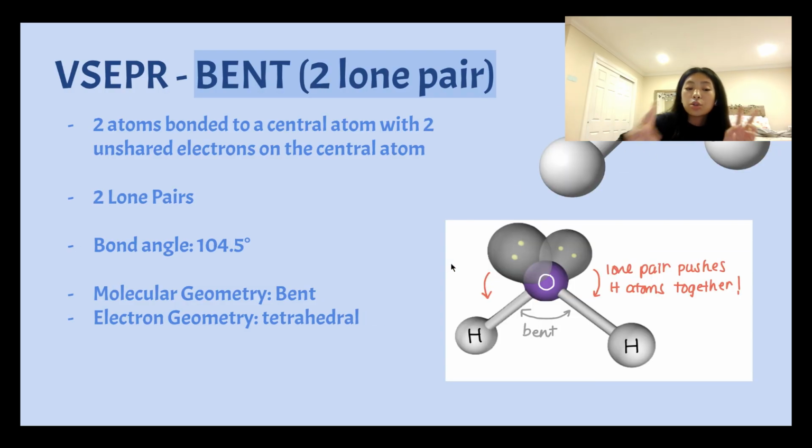But in this case, there are 2 lone pairs, which causes more repulsion, and therefore the bond angle is smaller when there are 2 lone pairs compared to when there is 1 lone pair. This is because of the electron repulsion. So a very good example of a bent VSEPR shape with 2 lone pairs is water. You can see how there are 2 lone pairs on top of the oxygen, which causes the hydrogen atoms to shift downward and bend.